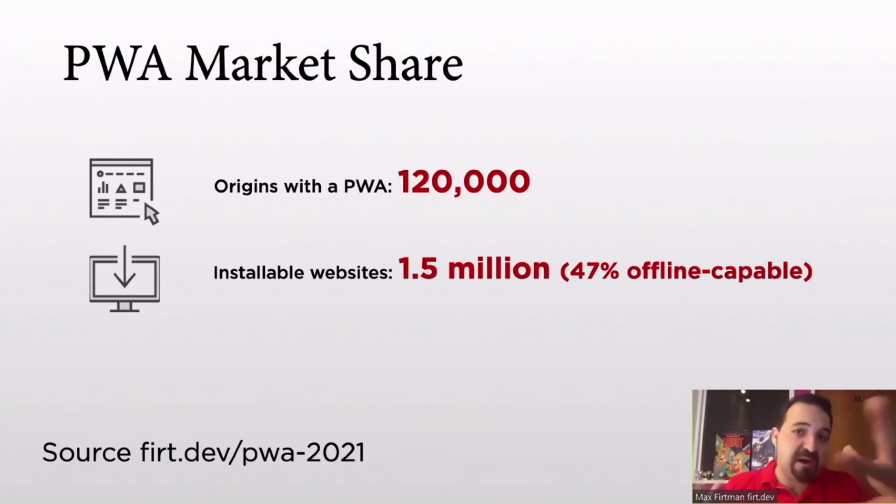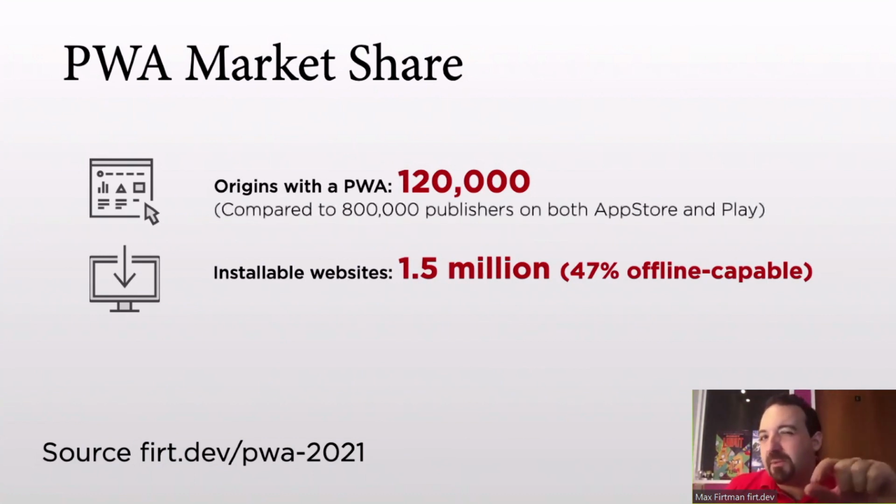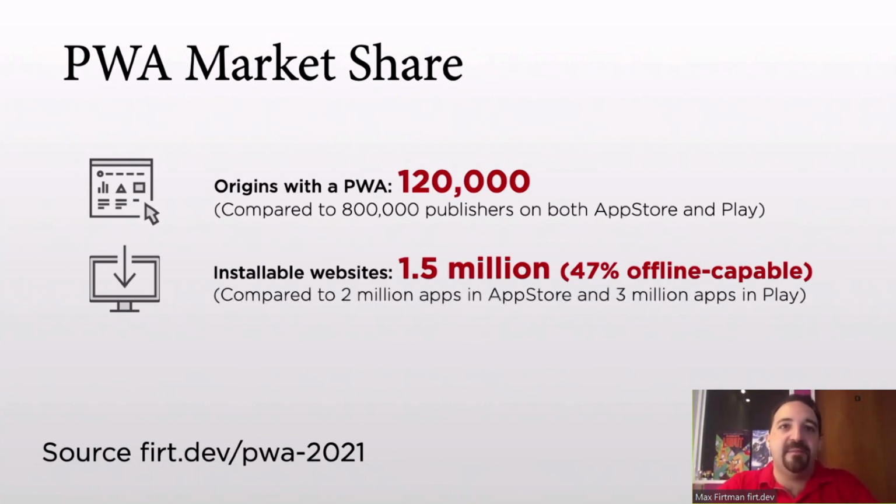So, I mean, the numbers are large, but we need to compare this with, for example, 800,000 publishers on app stores. If you compare publishers with origins, kind of something similar, we can see that we are only like 20% of the App Store. And in terms of websites, we have around 2 million apps in the App Store. So in terms of the amount of apps available, we are not so different from the App Store. But in terms of publishers, it's different. And in terms of usage, we will see that PWAs sometimes are in the long tail.